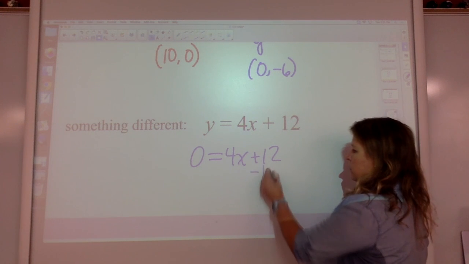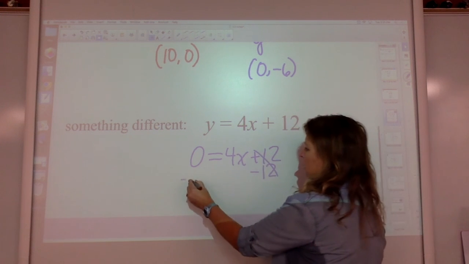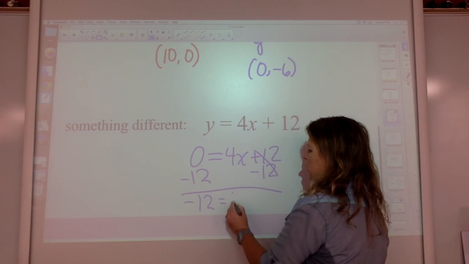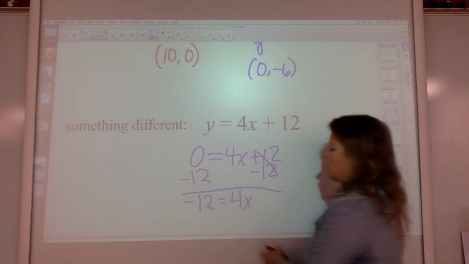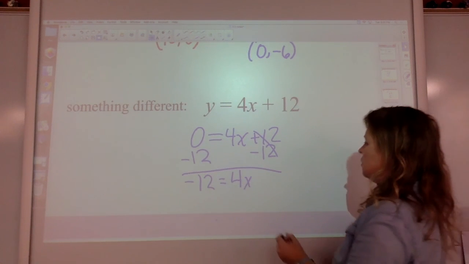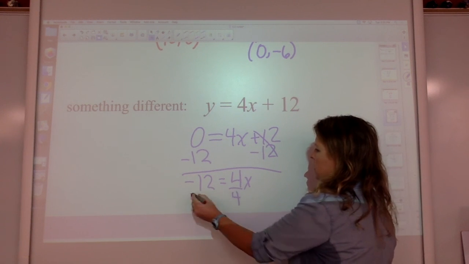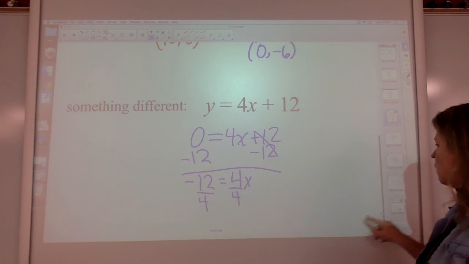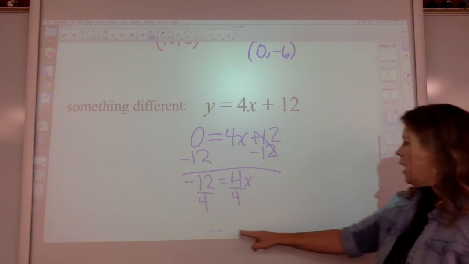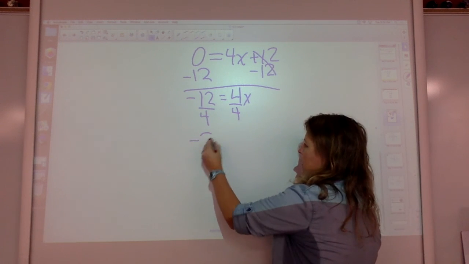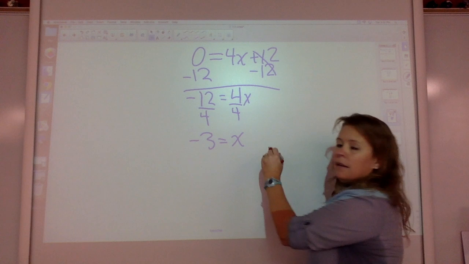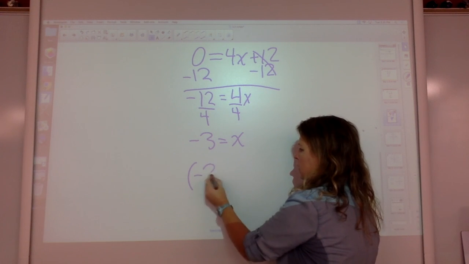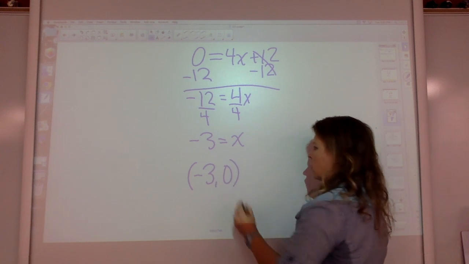I don't care which one you move. I'm going to move the negative 12 over here. And you get negative 12 equals 4x. So most of them were one-step solving. This is going to be two-step. Divide by 4, divide by 4. Negative 12 divided by 4 is negative 3. And when you answer negative 3 equals x, doesn't matter what side of the equal sign the x is on because you're not answering it like that. You're answering it like this.